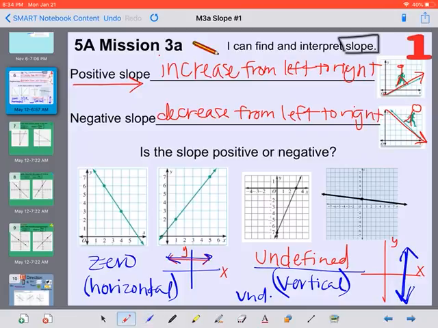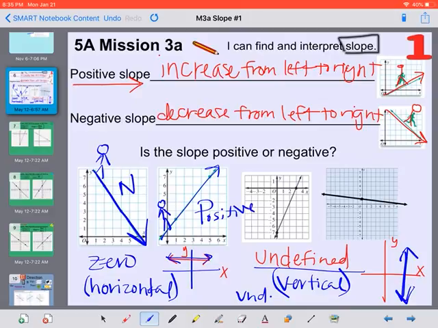So let's take a look at these 4 graphs. It says, is the slope positive or negative? Always start on the left side and think, where would I be walking, up or down? Well, this person would be walking downhill. This is a negative slope. And again, always starting on the left. This person would be walking uphill. This is a positive slope.